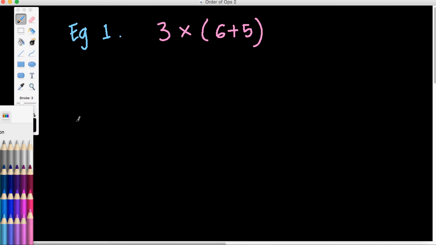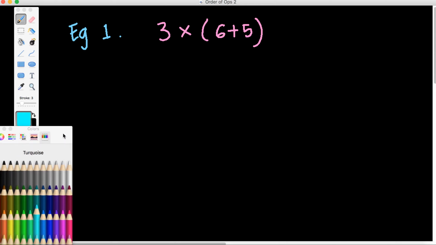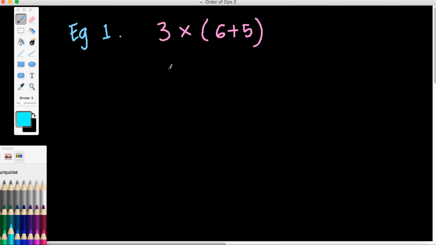Here we have our first example, 3 times, and then in a bracket 6 plus 5. Okay, so one thing with these, and I'll just stress this, it's really important that we show our workings correctly. So what I'm going to do is show you what students will do with a question like this, and basically why that's incorrect and why I don't want you to do that. So just quickly, what a lot of students will do here is they'll say equals, and then they'll say 6 plus 5, so they'll do this bit, and then they'll say, okay, that's equal to 11, and then I need to multiply that by 3, and so that's going to give me 33.